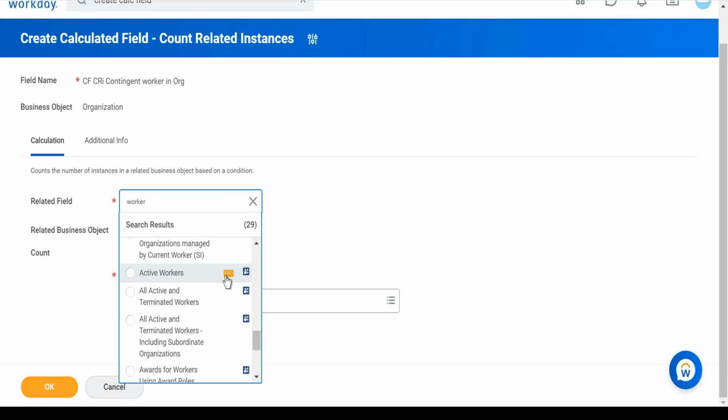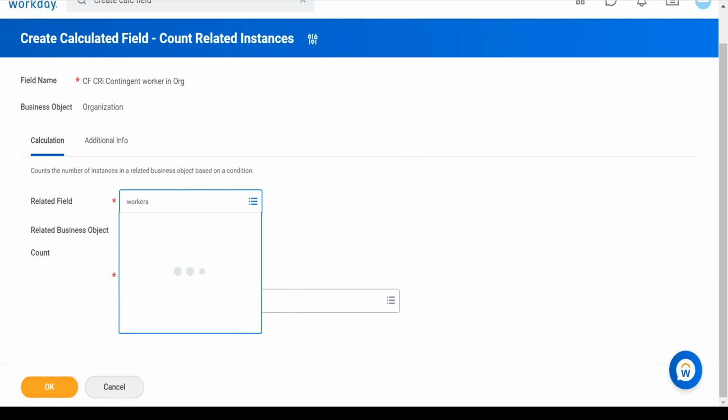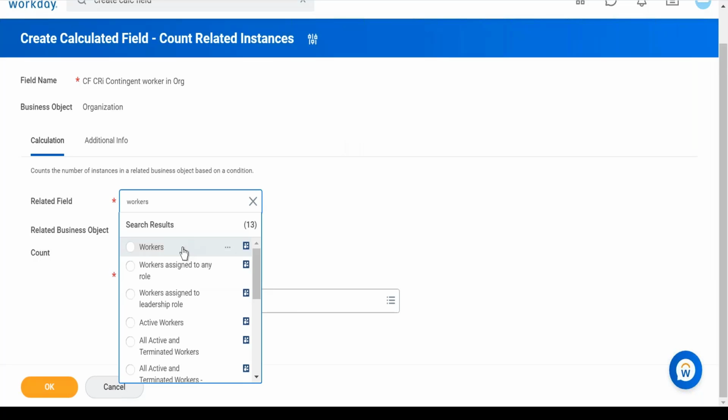What if I only want to look at active workers? Then I'm going to select this field. But right now, I'm not concerned with active workers. I'm only concerned with workers in this organization. So I'm going to select this.